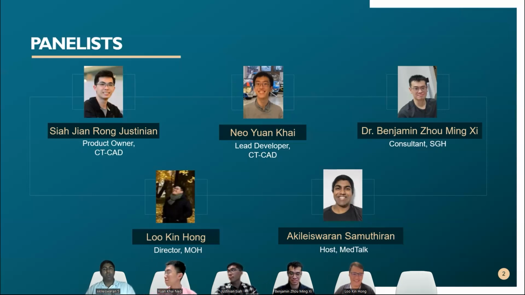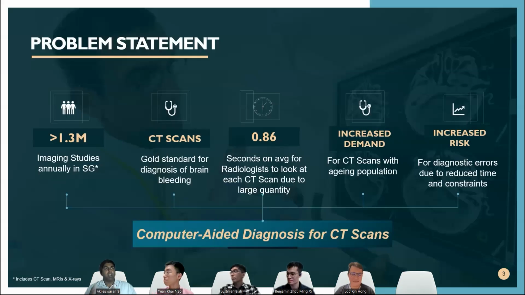Now, before we go to talking about what CT-CAD is, we have to understand what the problem is all about. So, Dr. Ben, is it really that difficult to do image studies, and are there really so many errors in it? Yes, Akhilesh. As a radiologist, I get over 1.3 imaging studies annually, and it is part of our training to come up with a diagnosis quickly.